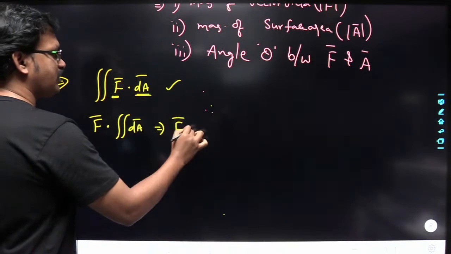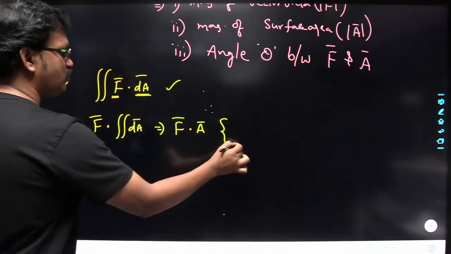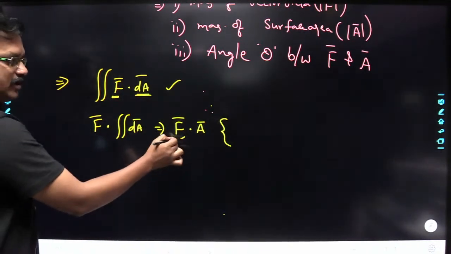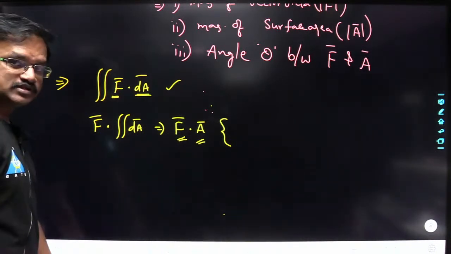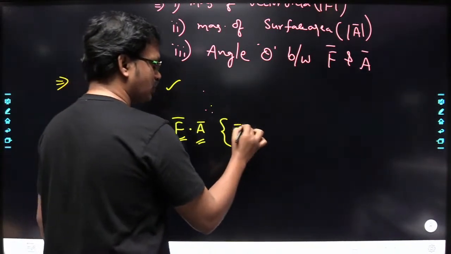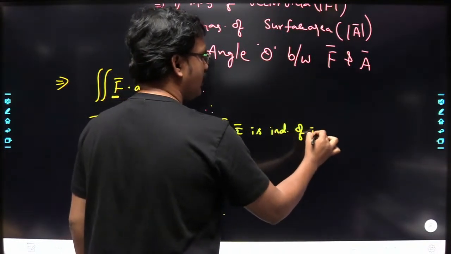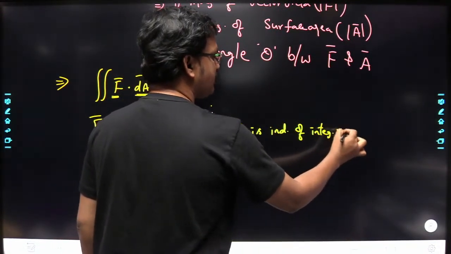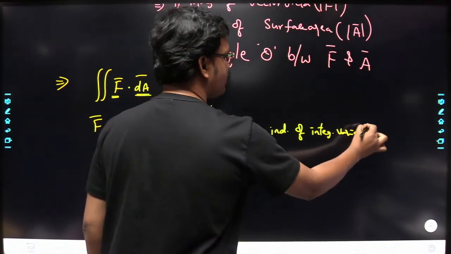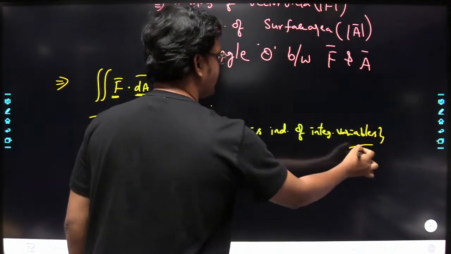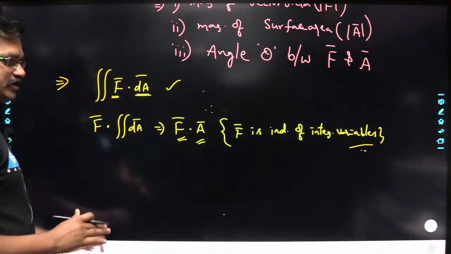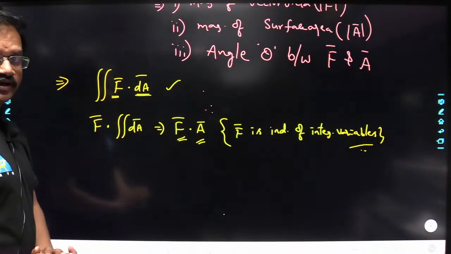You can simply write f bar dot a bar. So when you can represent the flux in this manner, directly f bar dot a bar, when can you represent it? Whenever f bar is independent of integration variables. Whenever it is independent of integration variables, then you can take it out of the integration, and then you can simply represent it in this manner, right?